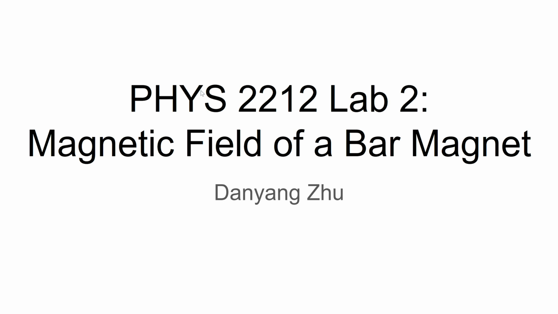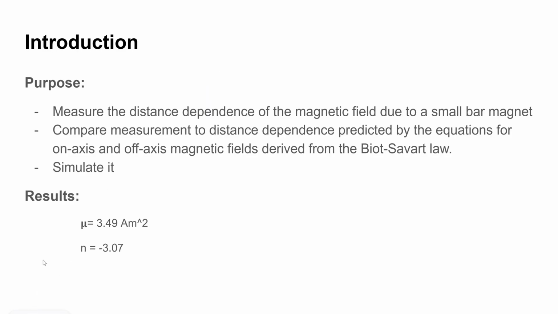Magnetic field of a bar magnet presentation. The purpose of this lab is to measure the distance dependence of the magnetic field due to a small bar magnet, and to compare the measurement to the distance dependence predicted by the equations for both on-axis and off-axis magnetic fields derived from the Biot-Savart law, and to simulate it.